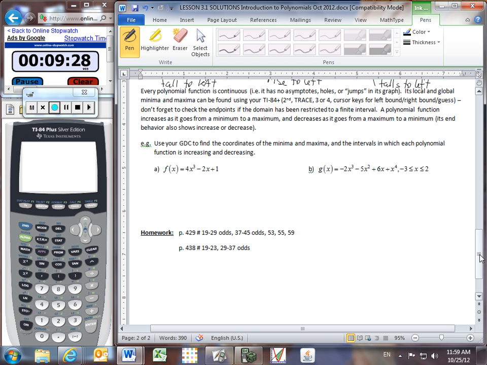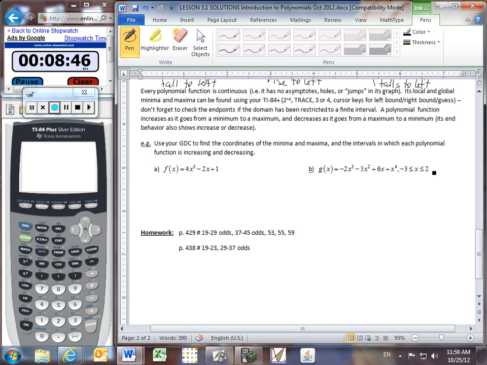Now every polynomial function is continuous. That means that you never have to lift your pencil to draw the graph as you move from left to right if it is a true polynomial function. It has no holes, no jumps in the graph, no asymptotes. You can just trace a smooth curve with your pencil from left to right without lifting it. It will have some things called local and global minima and maxima. And so we better go through that and show you what that means. We also have to worry about checking endpoints if our domain has been restricted, like for example in this example.